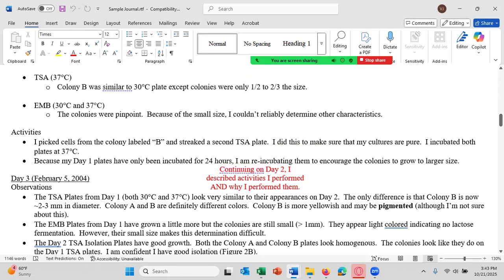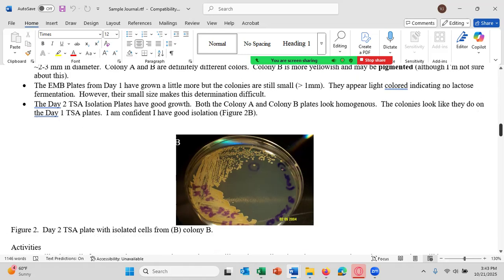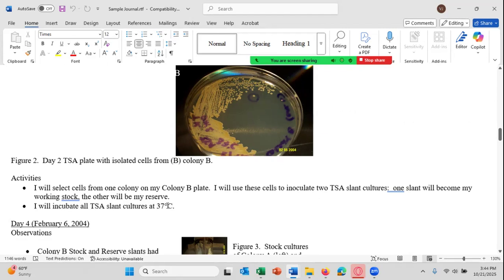All right. And then on February 5th, he looked at his second streaking, took cells from this colony here to set up his pure culture. Anyways, those are the observations. Oh, he's actually doing this here, where he put in the colony characteristics here. That actually shouldn't be, well, I guess it could be an observation, but if you have any conclusions, you should put those in the conclusion section, which would be after the activities. And then he took colony B here, using this to set up his stock culture, and he's incubating those.